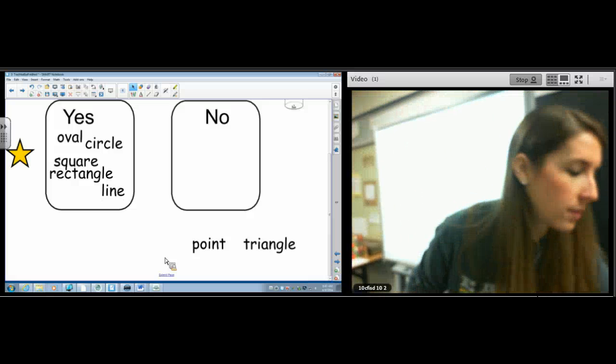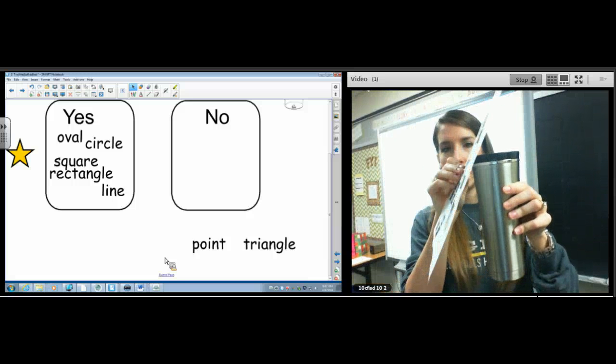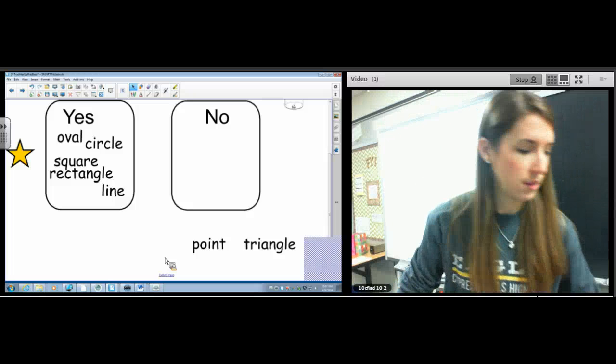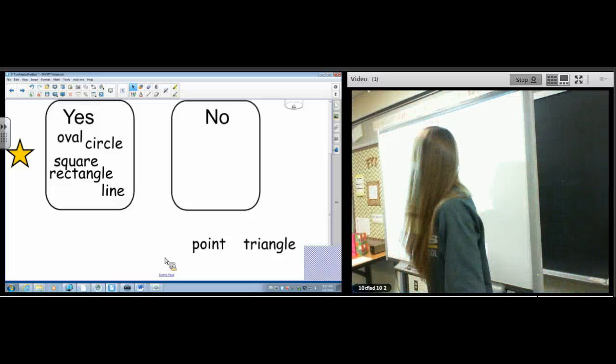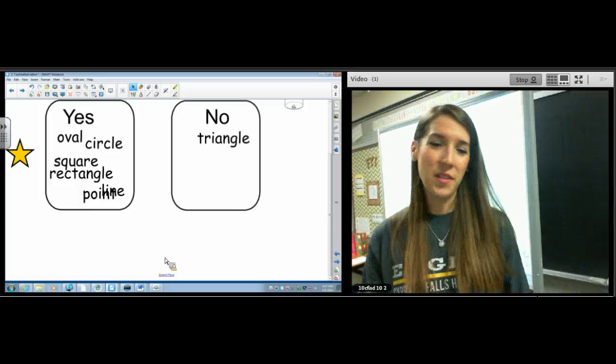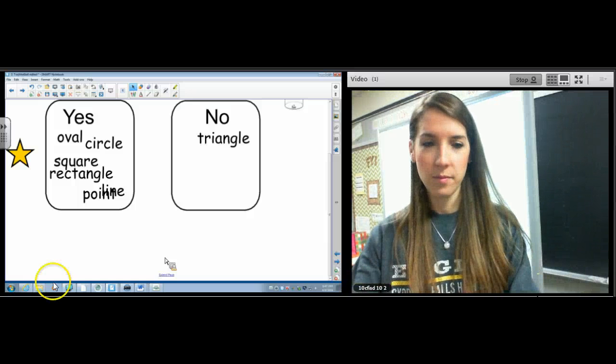And then, what if I just touch it once like this? Boom, one time, that's it. A point. So, triangle is left all alone in the no column. You cannot get a triangle by intersecting a plane with a cylinder. Okay.